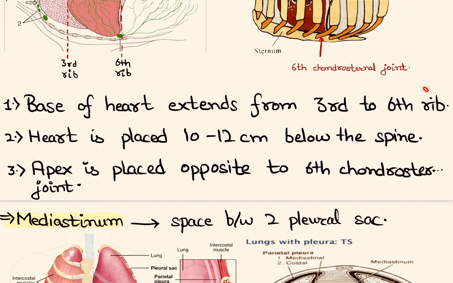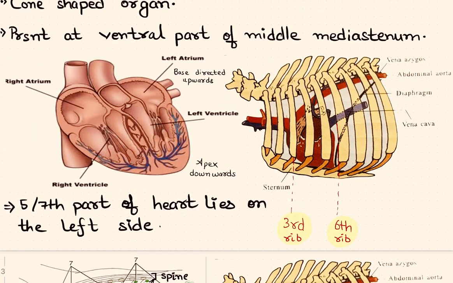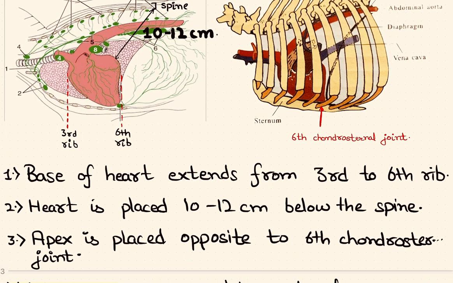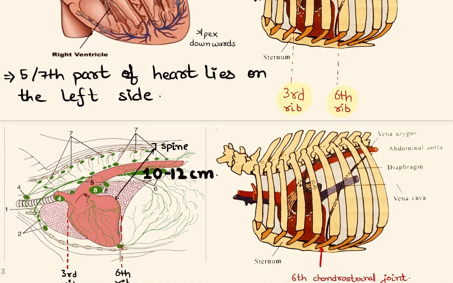Now, this base of the heart extends from the third to the sixth rib. How? See, 1, 2, 3, 4, 5, 6. This is the third rib and this is the sixth rib. You can see the base extends from the third to the sixth rib, isn't it? So the base of the heart extends from the third to the sixth rib, and from the spine the heart is 10 to 12 centimeter below. This is the spine, we can easily locate it in the animal. So 10 to 12 centimeter below we can find the heart, between the third and sixth rib.